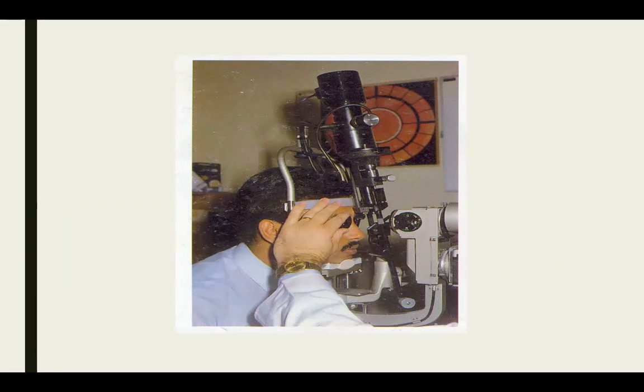Direct ophthalmoscopy we usually do with the ophthalmoscope. There are two instruments that are used: one is the ophthalmoscope, one is the retinoscope. With the retinoscope, we are checking not the retina, but the refractive errors of the patient. But with the ophthalmoscope, we are checking the fundus of the patient, the retina of the patient.